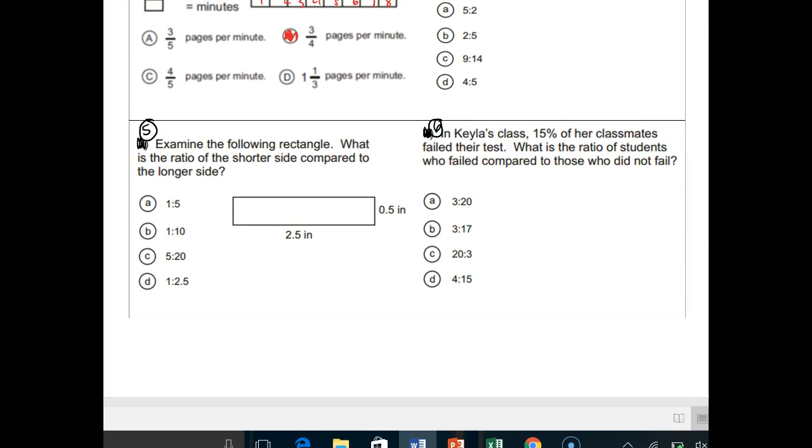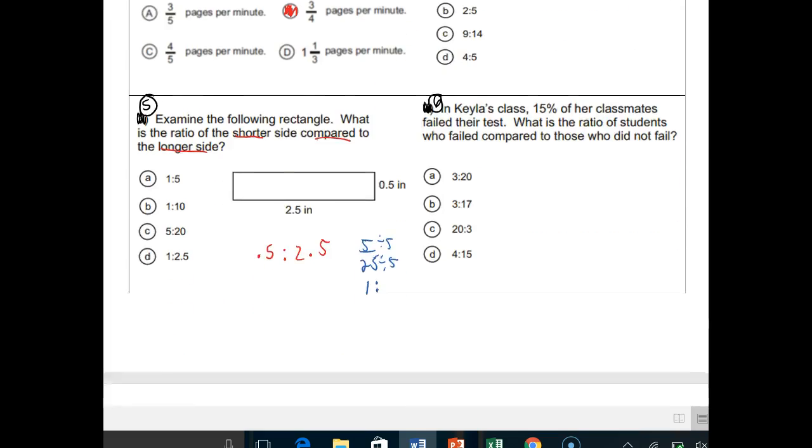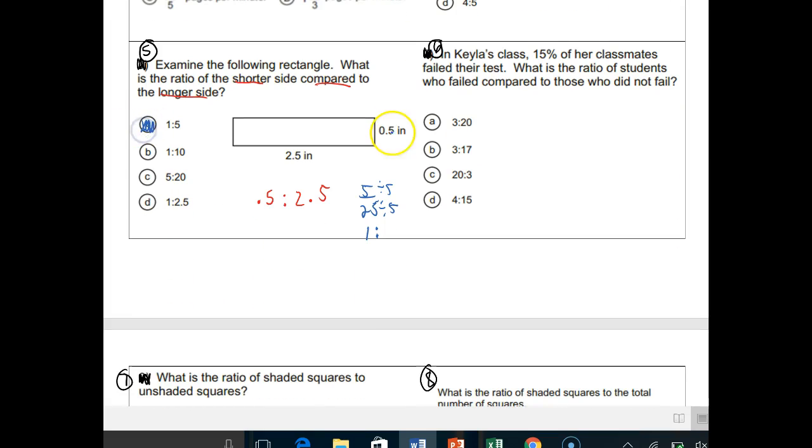Number 5. It says, examine the following rectangle. What is the ratio of the shorter side compared to the longer side? So the shorter side is 0.5 compared to 2.5. What you can do to help yourself with this is, I have a decimal of 0.5 and a decimal of 2.5. Really, I could eliminate the decimal if I wanted to, and I could say, oh, this is really 5 to 25. So 5 over 25, divide by 5 on both of them. What's my ratio of my short side to long side? 1 to 5. A. And it actually makes sense because if I multiply the 0.5 by 5, I would get my long side.